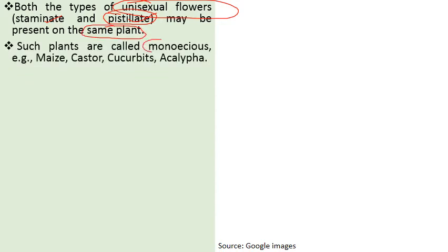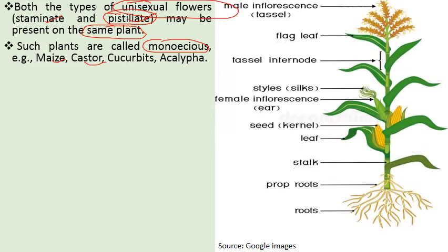Next, both the types of unisexual flowers, that is staminate flowers which contain only male reproductive structures, the androecium, and flowers which bear only female reproductive structures, known as pistillate flowers, may be present on the same plant, and that plant is known as monoecious plant. Examples are maize, castor, cucurbits and Luffa. So this is the animated photograph which shows maize plant.